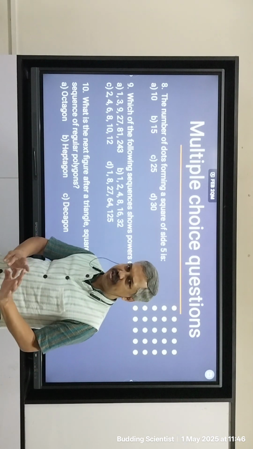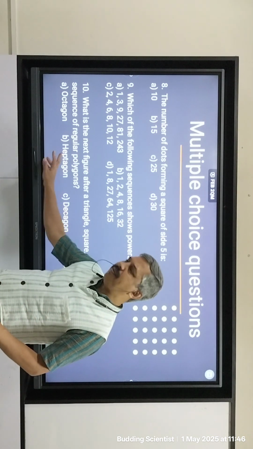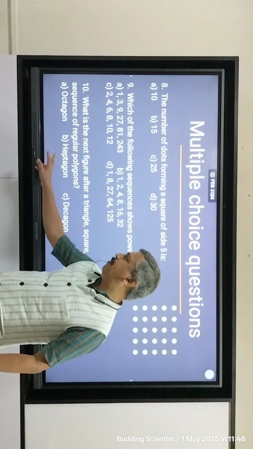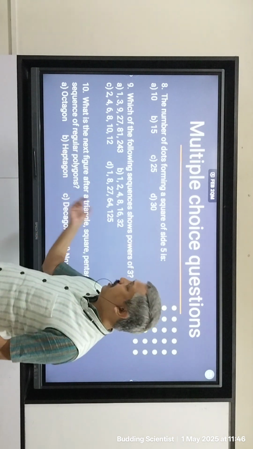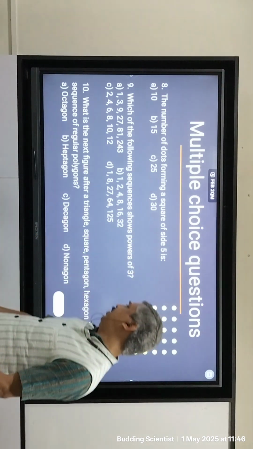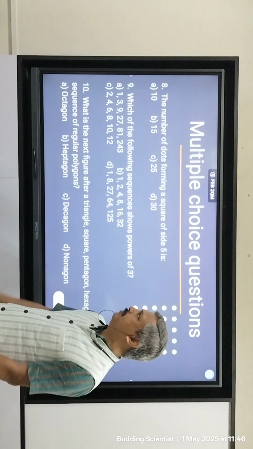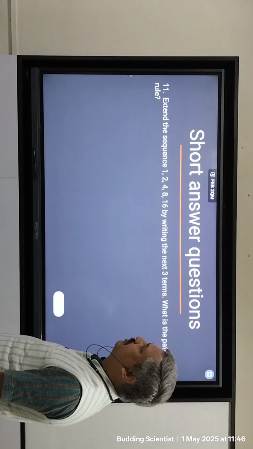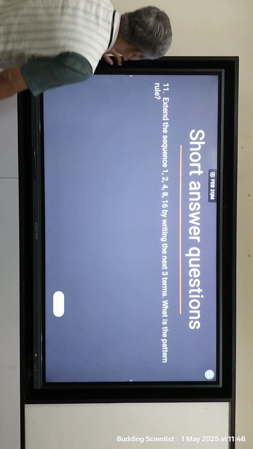Heptagon has 7 sides. Sometimes it is also called septagon, but the more popular name is heptagon. So the answer of 10 is B, heptagon. After heptagon you will get octagon, then nonagon and then decagon and so on. Okay, let's solve this question now.